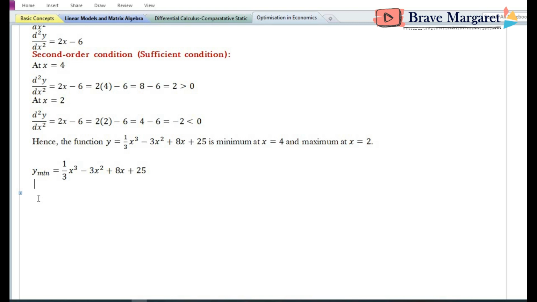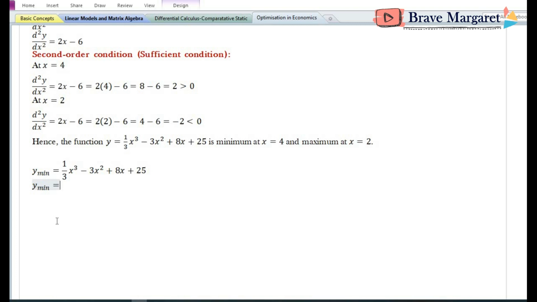In order to find the minimum value of the function, we need to substitute the value of x at which the function is minimum. So the function is minimum at x equals 4. Let us now substitute the value of x equals 4 in the function y equals 1 by 3 x cubed minus 3x squared plus 8x plus 25. So in each term, wherever x is present, we are going to substitute it by 4.